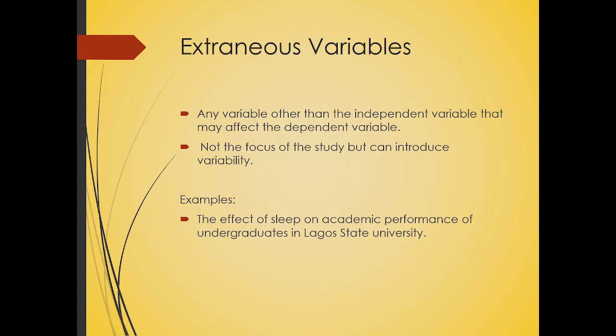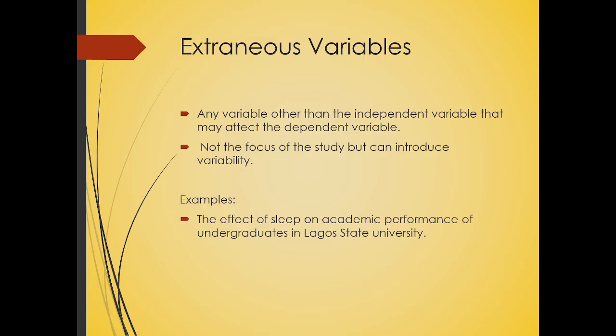Now, what is an extraneous variable? Any variable other than the independent variable that may affect the dependent variable. An extraneous variable is a variable that is totally different from the independent variable, but can cause a change in the dependent variable. It is usually not the focus of the study, but can introduce variability in any study.